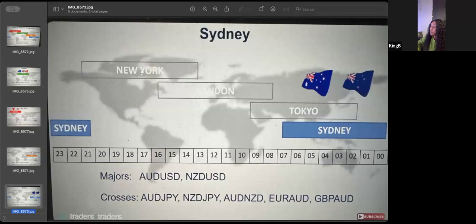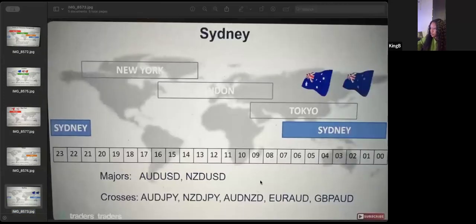Which brings us to one of our majors, which is how to use the scanner. I'm going to stop sharing for a second so I can open up the scanner.